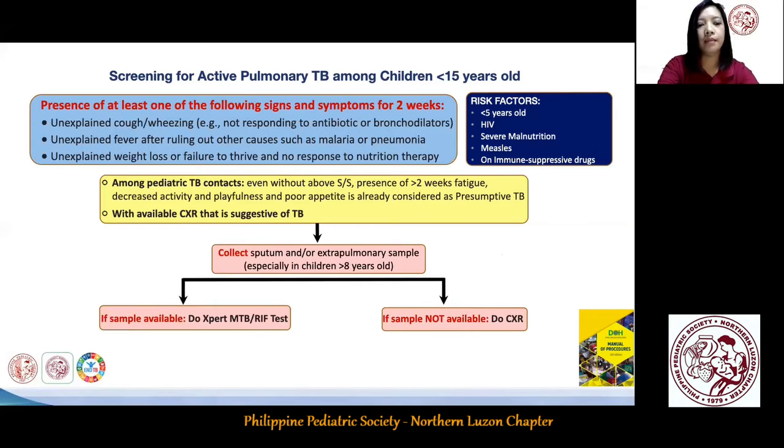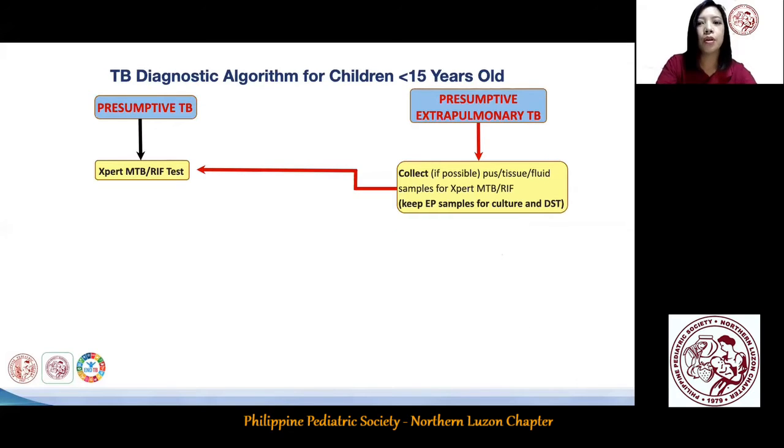So what will you do then? You collect also your sputum for children more than 8 years old if they are able to expectorate, and submit it for expert study. If you are not able to collect sputum, then you do your chest x-ray to determine whether there are chest x-ray findings of tuberculosis. For children or adults who have extrapulmonary tuberculosis, you can also collect samples, either pus, any tissue samples or fluids, and also submit them for expert study.